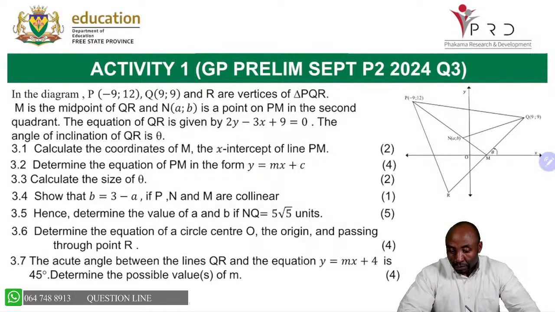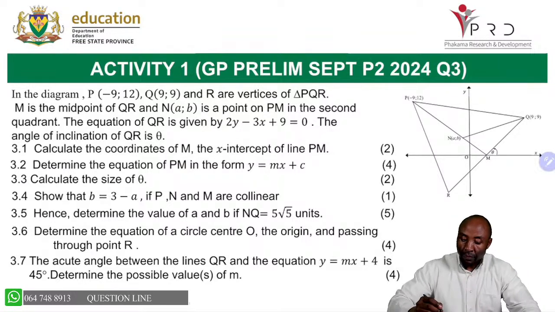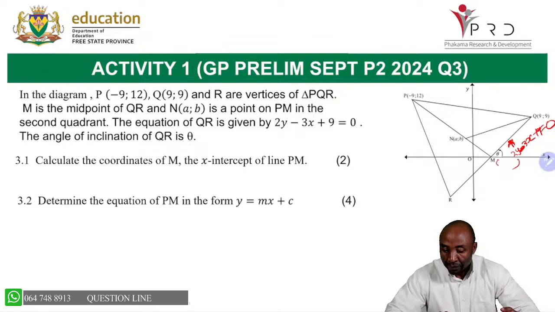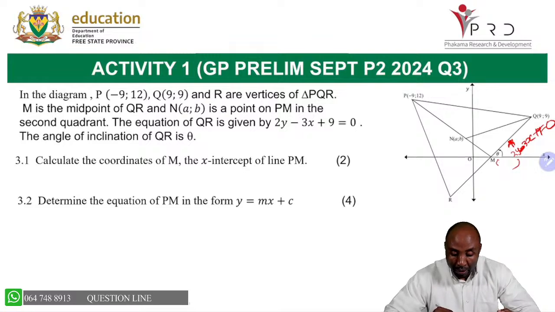Now, we have to find the coordinates of M here. How do we find the coordinates of M? If you check, QR is a line and you are told that the equation of this line is given by 2y minus 3x plus 9 is equal to 0. Remember, we should be able to write this in standard form, y is equal to mx plus c as well. We calculate the coordinates of M.